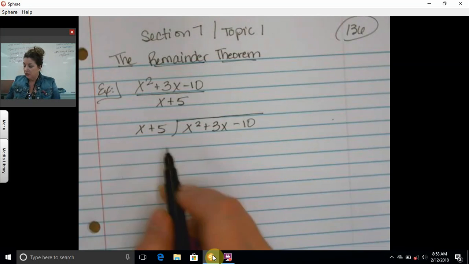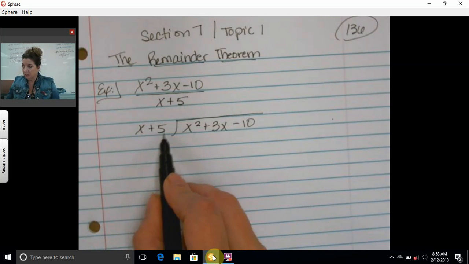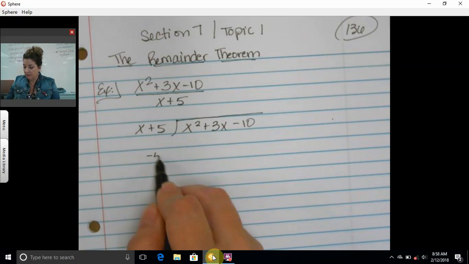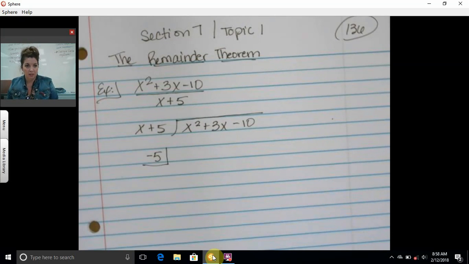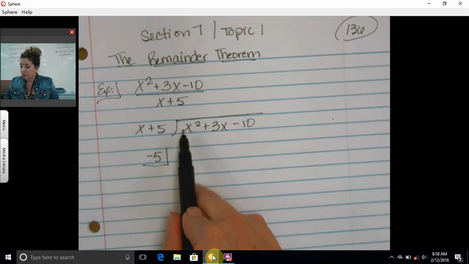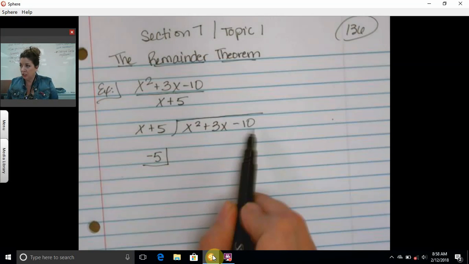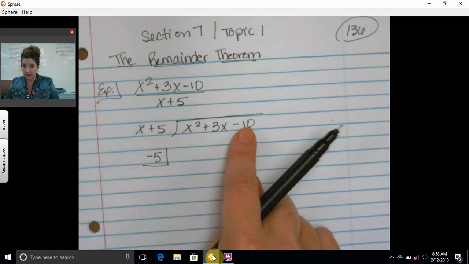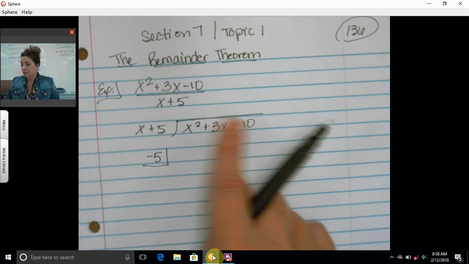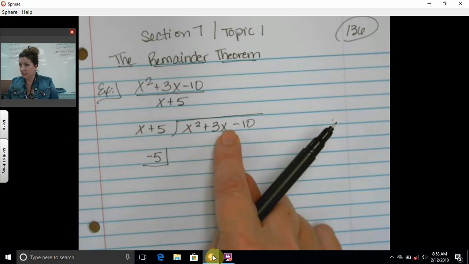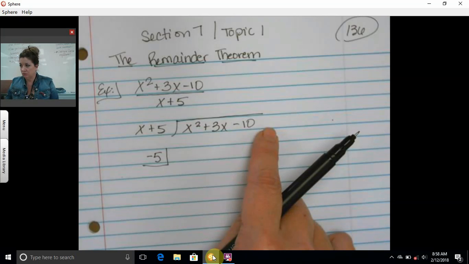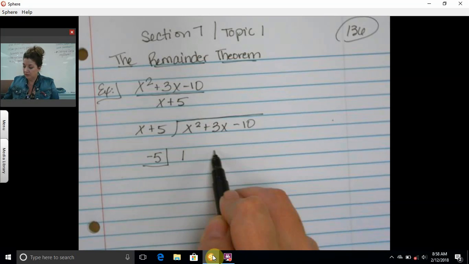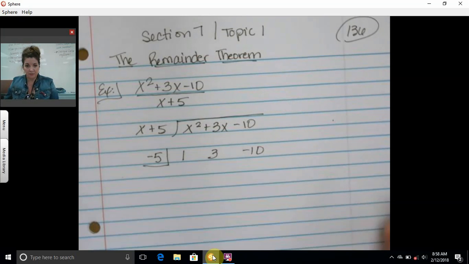And remember, whatever this number is, you're going to change the sign. Since that's a positive 5, we're going to make it a negative 5 and put it behind that little house thing. Then you're going to bring down the coefficient of every term in the dividend. And remember, if you're missing a term, you have to put in a 0 for a placeholder. So we have 2 degrees, 1 degree, 0 degrees. Are we missing any terms? No. For x squared, there's a coefficient of 1. We'll bring that down. Positive 3 and a negative 10.